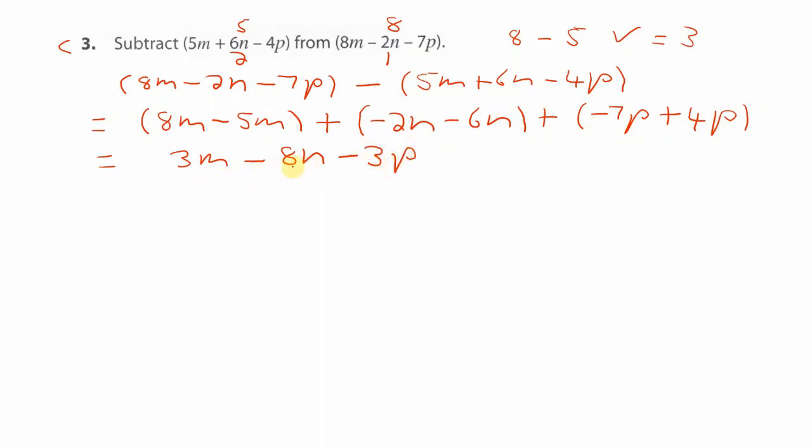And this is the most simplified form because m, n and p are all unlike terms. They are not the same thing. They are not like. We can only add and subtract like terms.